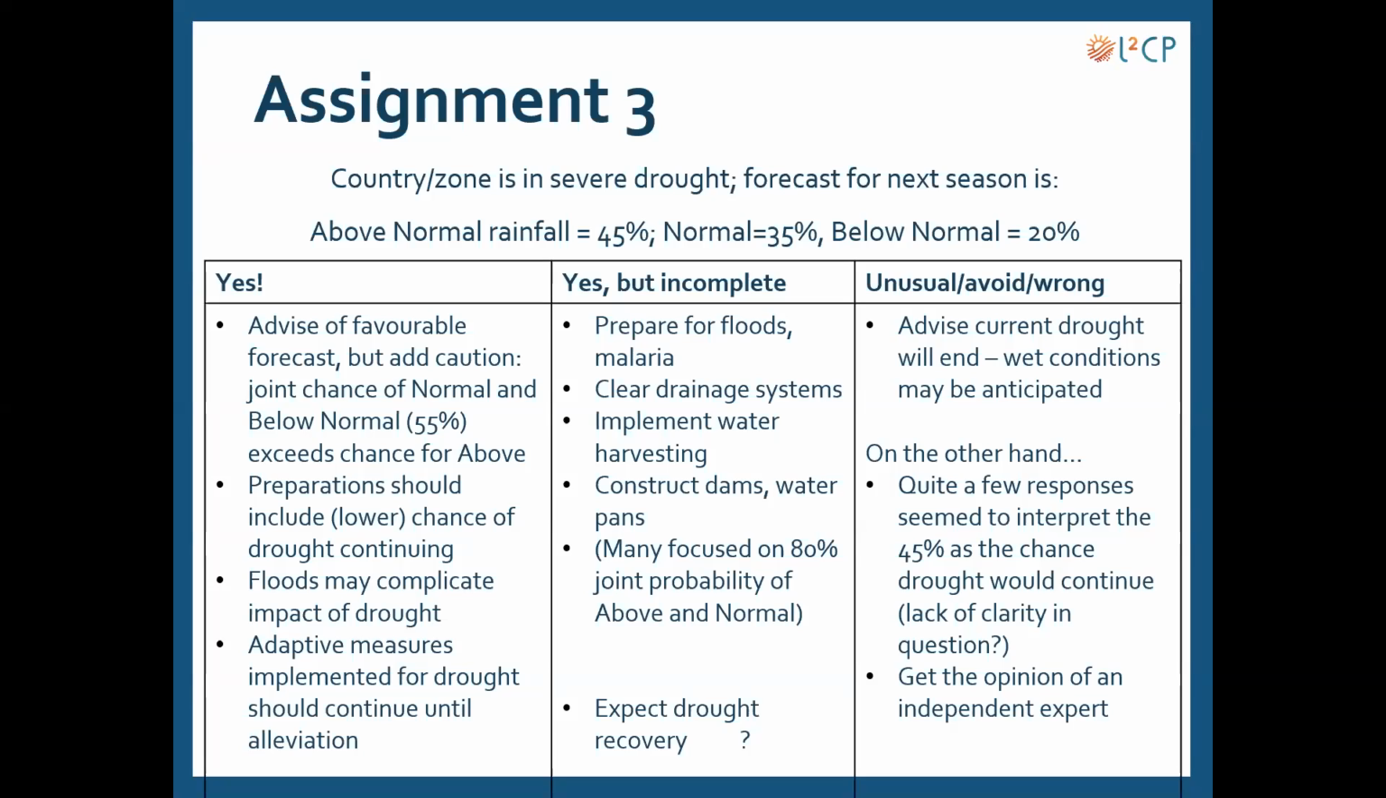Now, the middle column, I kind of reserve for those responses that more or less said above normal is going to happen. It's highly likely, which is not really the case at 45%. And so what I've listed in the middle column are kind of typical responses, if you were absolutely certain that the above normal case would occur.